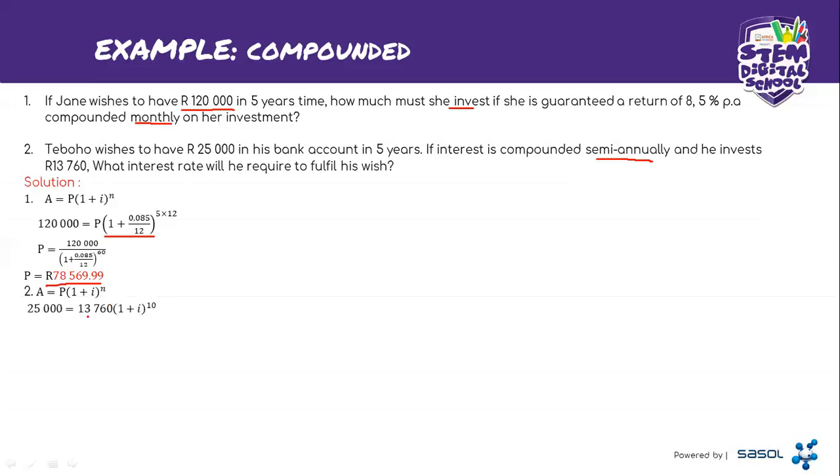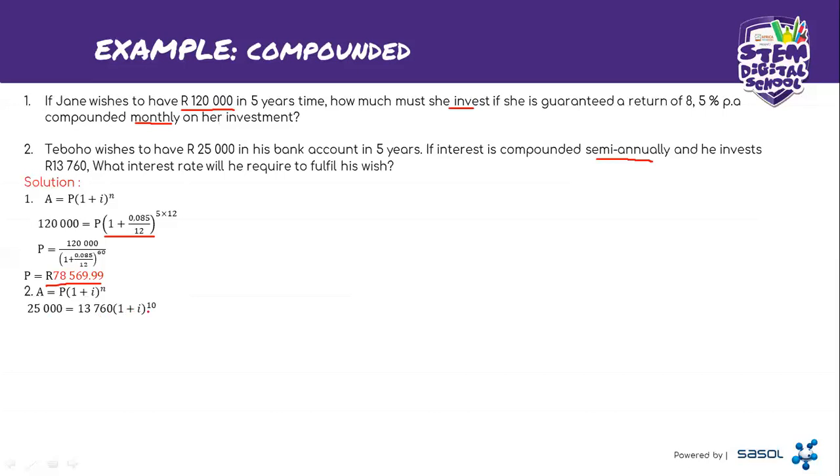We all know that P is always smaller than A because P is the money that you invest now so that it can accumulate with interest. Of course, A is always bigger because it is the invested amount plus the interest, right? Hence, you can see that on this one, it is 25,000 for A and then 13,760 for P.